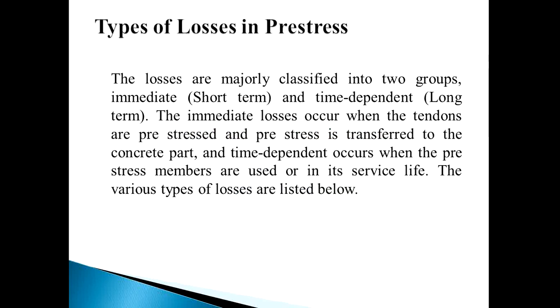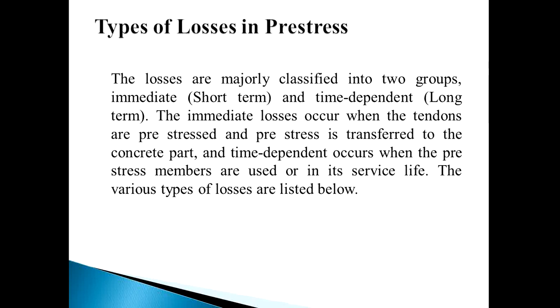So already we know the losses in the pre-stresses. Basically, the losses in the pre-stress are defined into two categories. One is immediate, that is short-term loss, and second is time dependent, that is long-term loss. The immediate losses occur when the tendons are pre-stressed and the pre-stress is transferred to the concrete part, and time dependent losses occur when the pre-stressed members are in the service of their life.